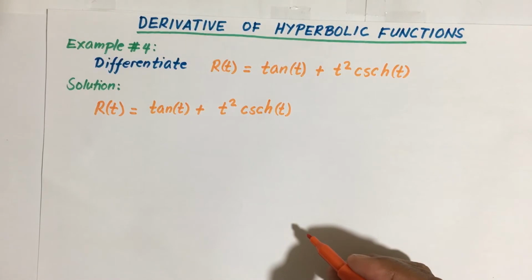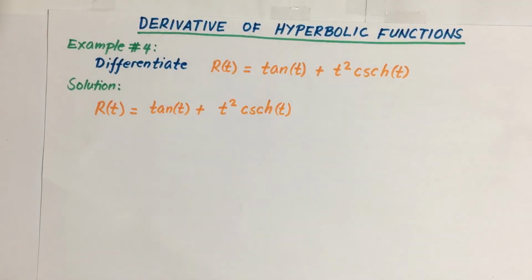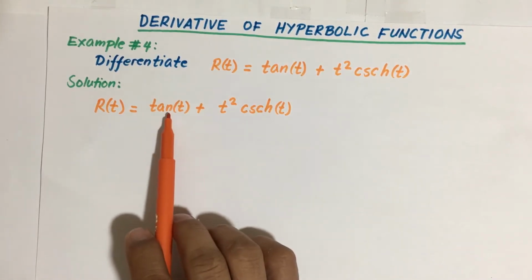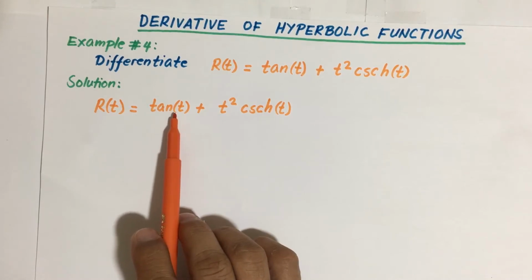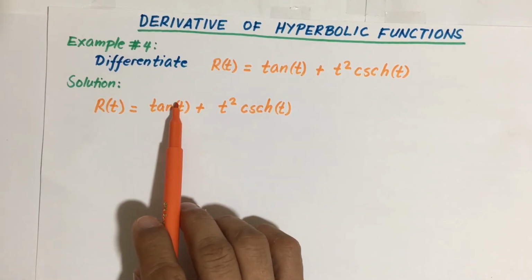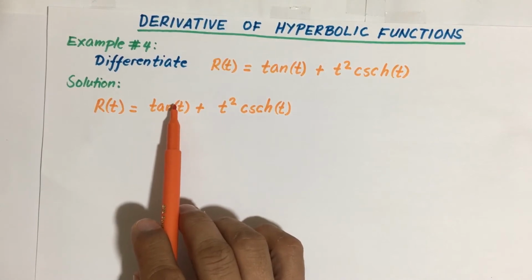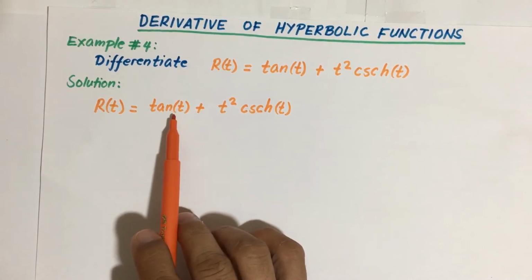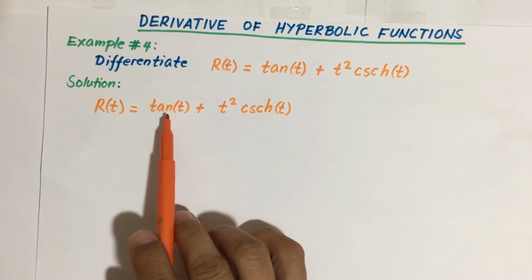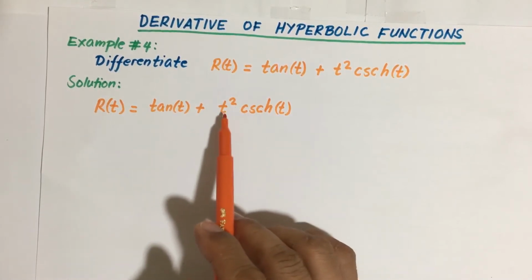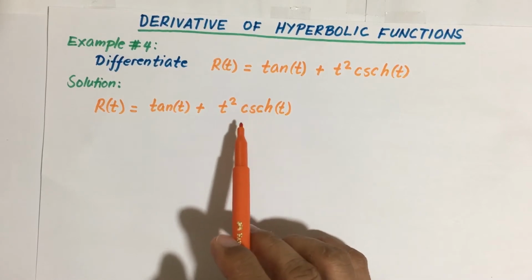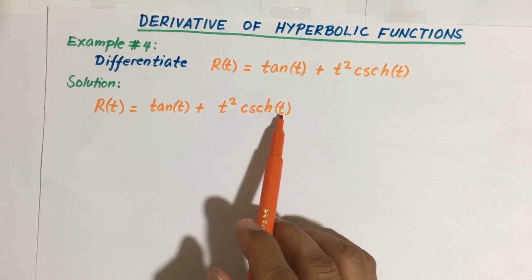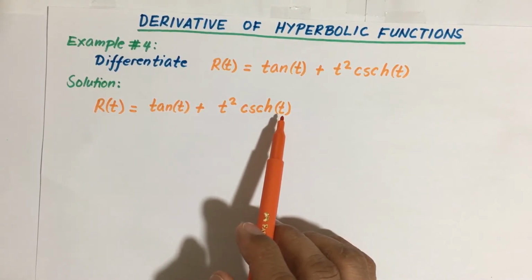Okay, so next we have to inspect the given. With our first term, this is a trigonometric function because we don't have h here. We only have tan or tangent, and we don't have h. So you might ask, where is h? It's really exactly tangent of t. So there's no h here, which means that this is a trigonometric function. And if you look at the second term, it is composed of two factors: t squared and the hyperbolic cosecant of t.